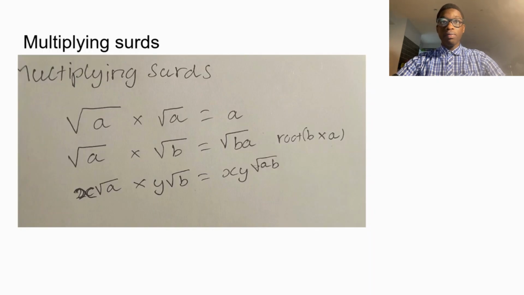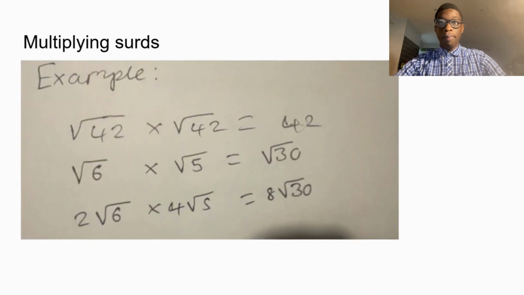Now moving on to numerical examples. If you had, for example, root 42 and you multiply that by root 42, you would get 42. So the square root of any number times that very same square root will be equal to the number that is being square rooted. Moving on to the next example, if you have root 6 times root 5, that would be root 30. So as you can see, two different numbers there, and we're multiplying them under the root sign, but we're not disregarding it.